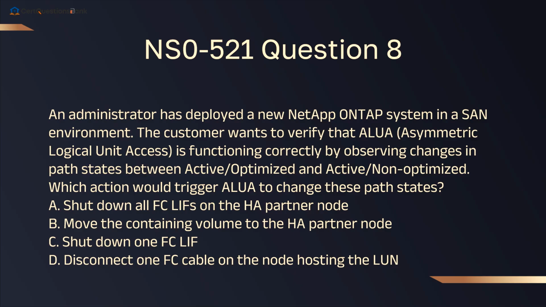A. Shut down all FC LIFs on the HA partner node. B. Move the containing volume to the HA partner node. C. Shut down one FC LIF. D. Disconnect one FC cable on the node hosting the LUN.